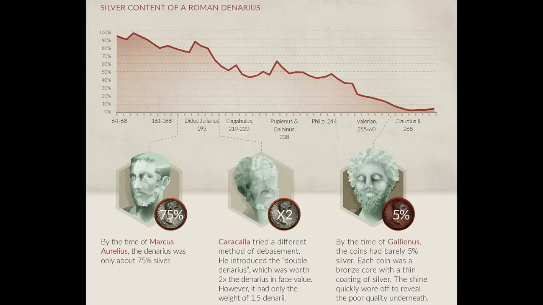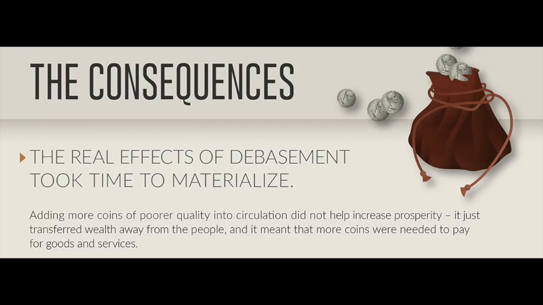And by the time of Gallienus, the coins had barely 5% silver. Each coin was a bronze core with a thin coating of silver. The shine quickly wore off to reveal the poor quality underneath. The consequences: the real effects of debasement took time to materialize. Adding more coins of poor quality into circulation did not help increase prosperity. It just transferred wealth away from the people, and it meant that more coins were needed to pay for goods and services.